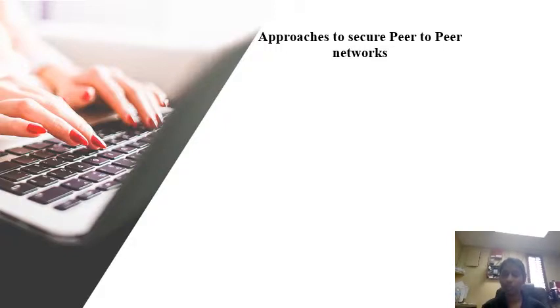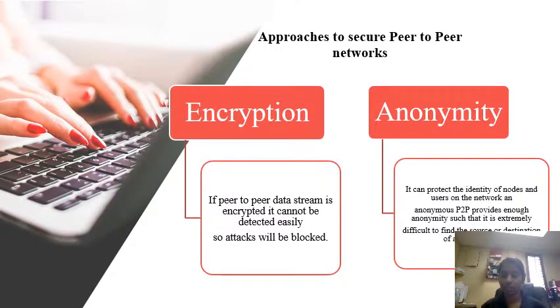Approaches to secure peer-to-peer networks. There are two main approaches, encryption and anonymity. Encryption. If your peer-to-peer data stream is encrypted, it cannot be detected easily, so attacks will be blocked. Anonymity. It can protect the identity of the nodes and users on the network. An anonymous peer-to-peer network provides enough anonymity such that it is extremely difficult to find the source or destination of a data stream.